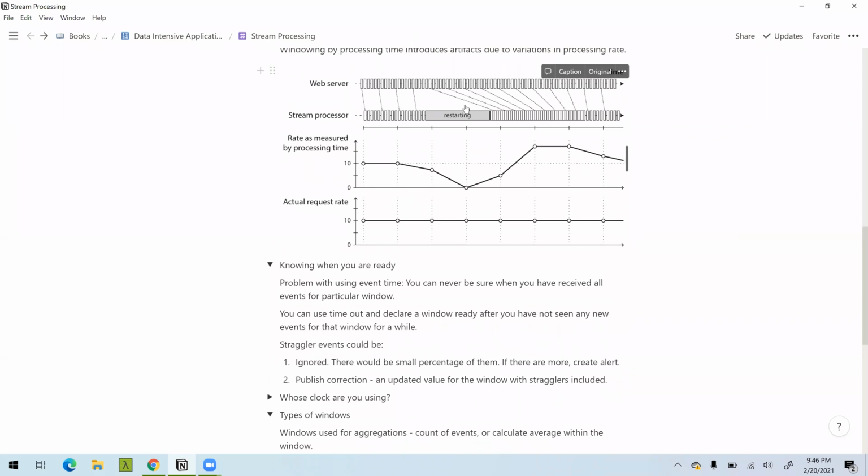When you are using the event time, why are we not sure what is the particular window at the server?